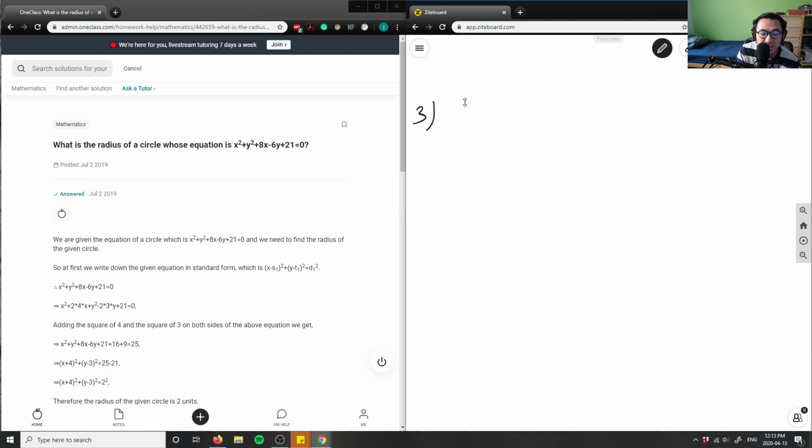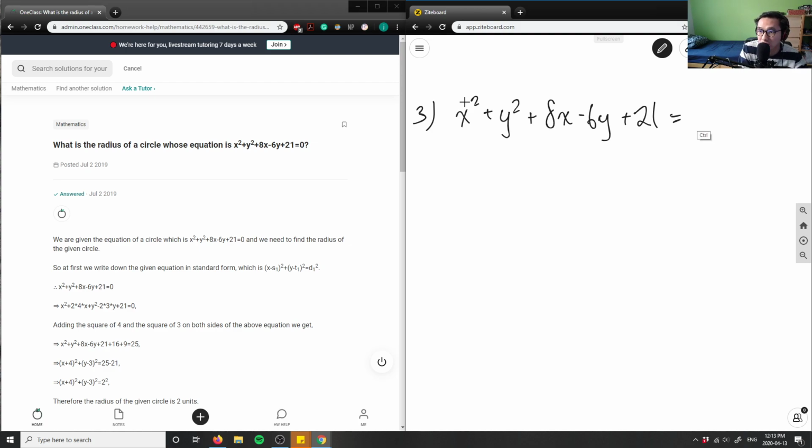So what is the radius of the circle whose equation is the following? I'm going to write it this way: x squared plus y squared plus 8x minus 6y plus 21. So what is the radius of the circle whose equation is this? Okay. First, we know that this is the equation of a circle.